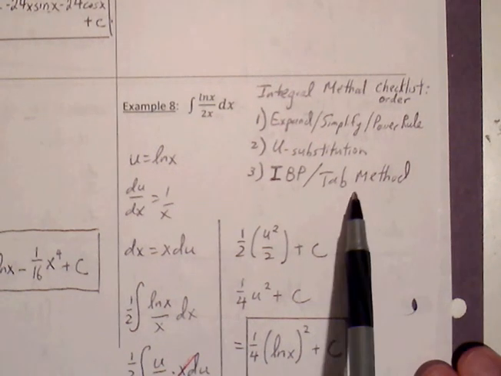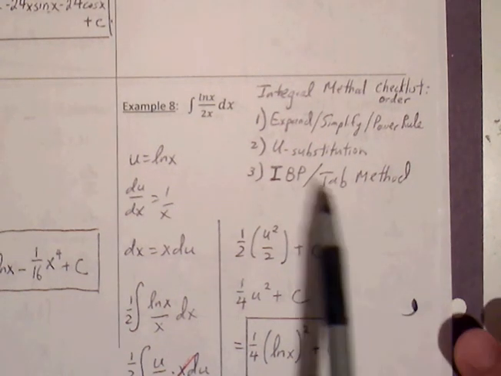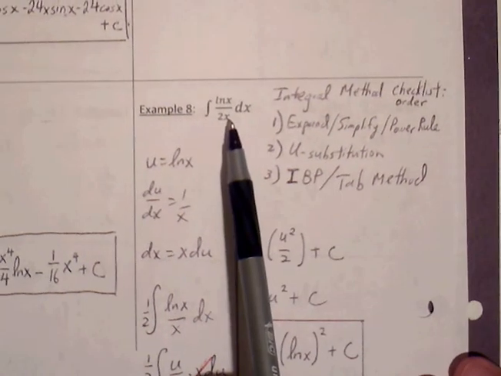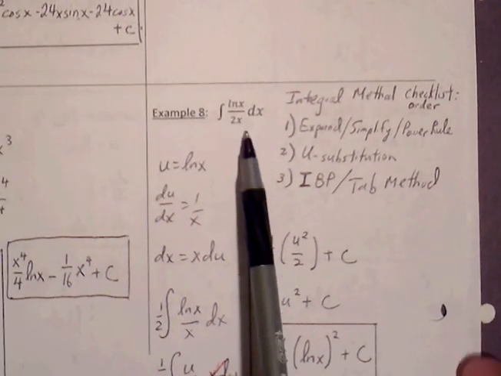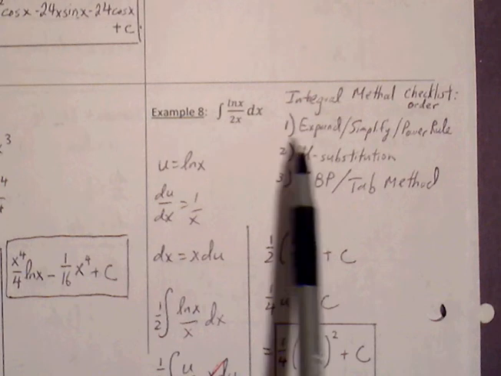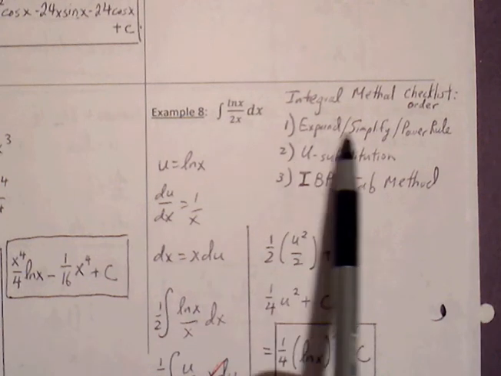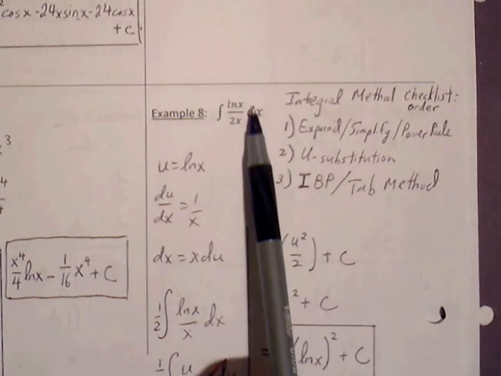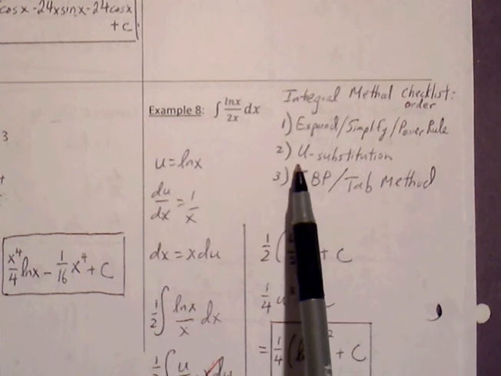Okay, so for example 8, we see natural log of x over 2x. We go down our checklist order. We can't expand, simplify, or use power rule. We have natural log involved, so we go down to our next option, which is U-Substitution. So let's go through and try U-Substitution.